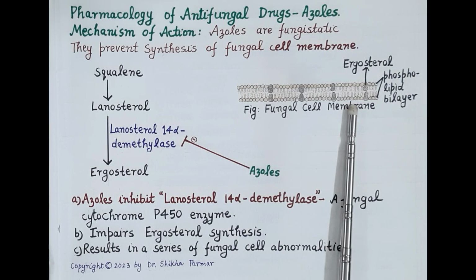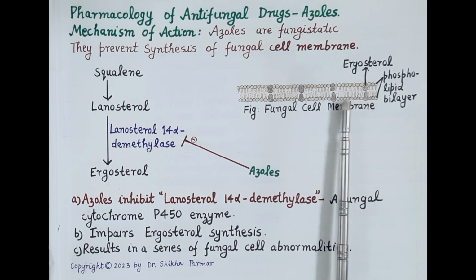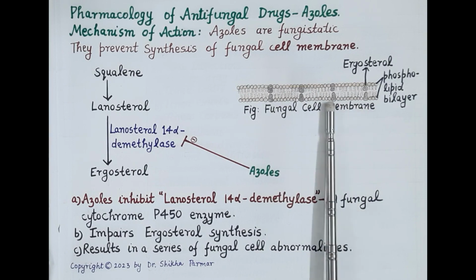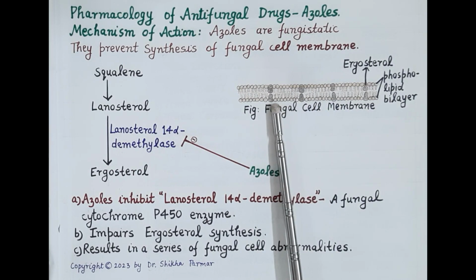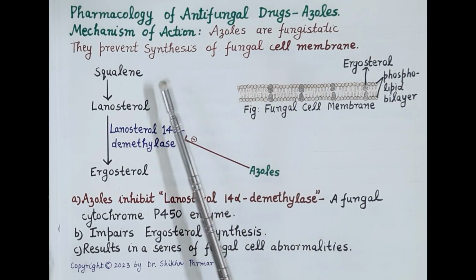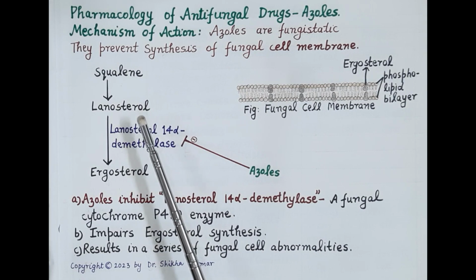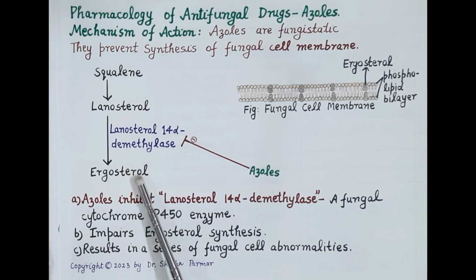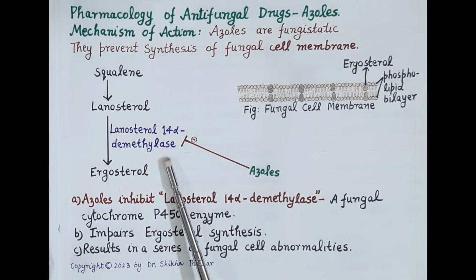An important critical component of fungal cell membrane is the ergosterol. Ergosterol is not present in the human cell membrane. Fungal cell synthesizes ergosterol from squalene. So squalene produces lanosterol and lanosterol produces ergosterol. Lanosterol, in the presence of enzyme lanosterol 14-alpha demethylase, produces ergosterol. Very important that this lanosterol 14-alpha demethylase is a fungal cytochrome P450 enzyme.